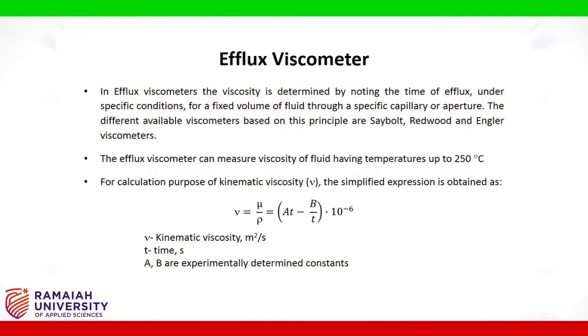For calculation purposes of kinematic viscosity, the simplified expression is obtained as nu equals (A into T minus B by T) into 10 to the power minus 6, where nu is the kinematic viscosity in meter square per second, T is the time in seconds, and A, B are experimentally determined constants which are different for different efflux viscometers.